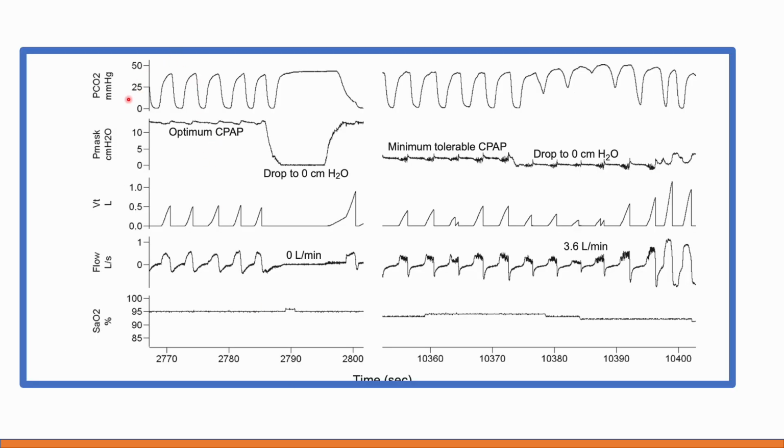This is the optimum CPAP. There is a good pressure here. The flow is good. The PCO2 is fine. They drop it to 0 and the PCO2 rises here. The tidal volumes reduce, the flow reduces, the saturation reduces. Now here they are giving a minimal tolerable CPAP. They drop it. You see how the PCO2 is rising, and then at a point it comes where the flow will improve and then the PCO2 starts normalizing.